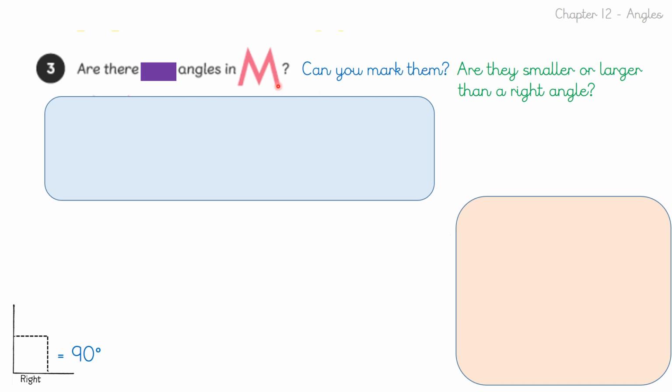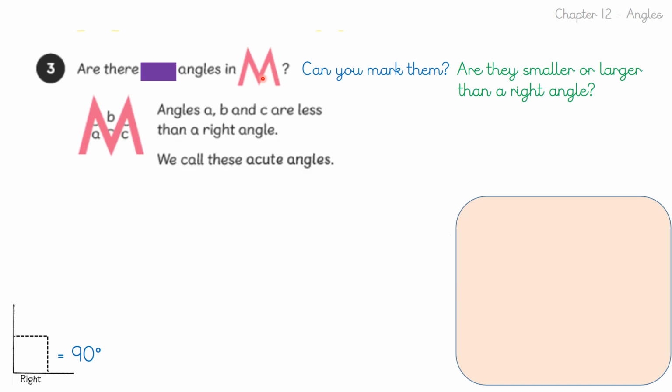I found 3 angles in the letter M, and I think they are all smaller than a right angle. I know that a right angle is a 90-degree angle, and these angles here look like they are smaller than 90 degrees. Do you agree with me? Let's have a look together.